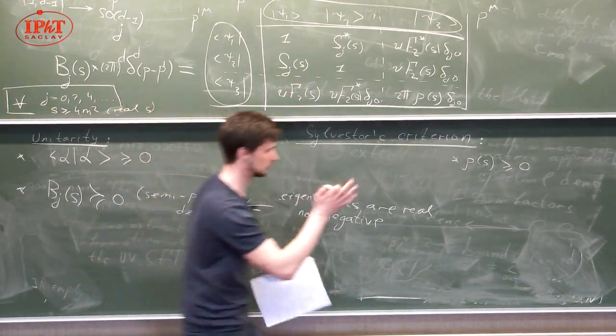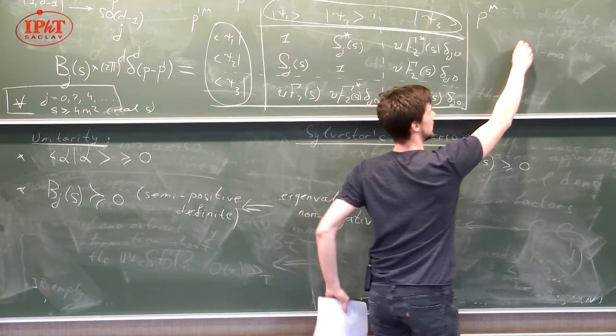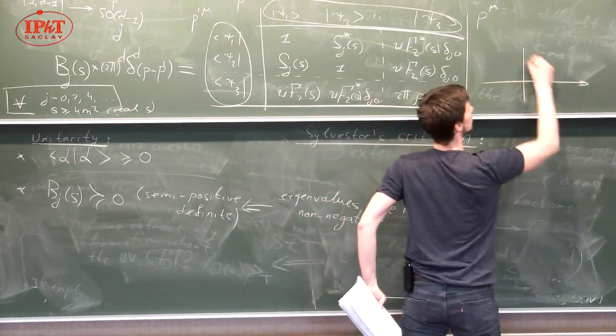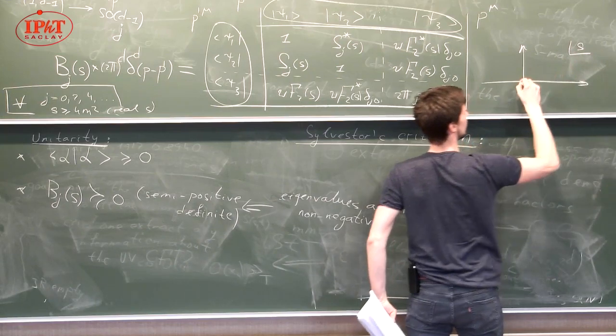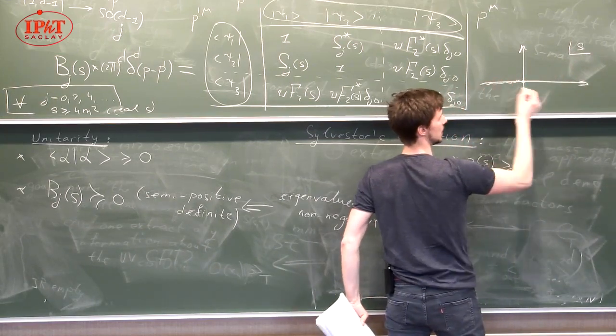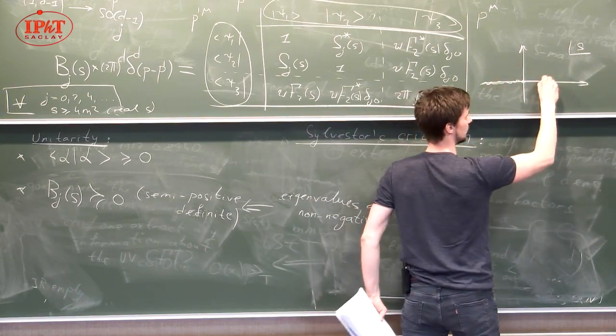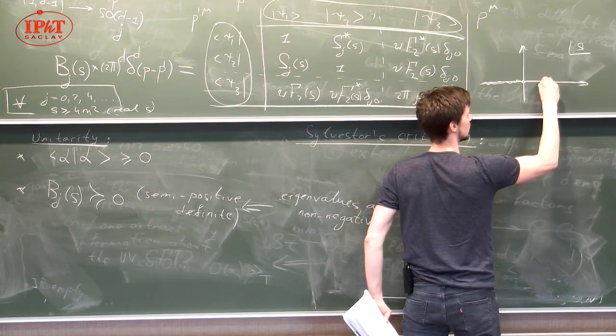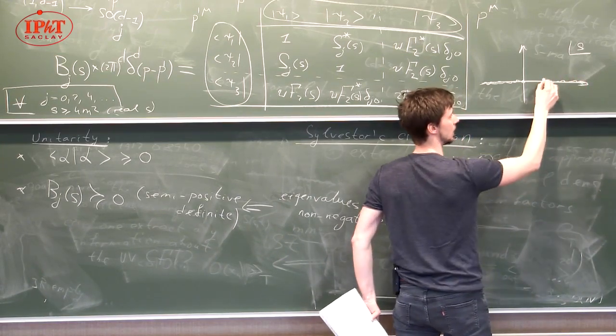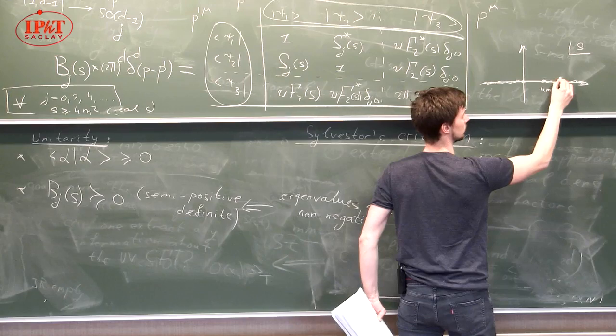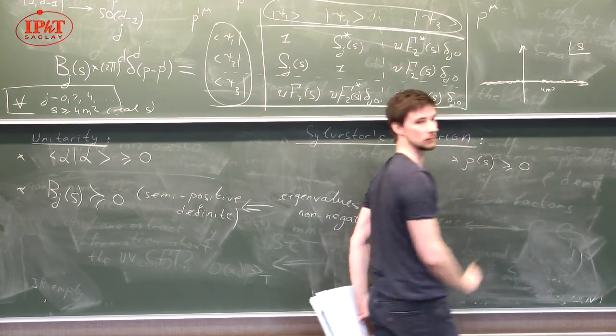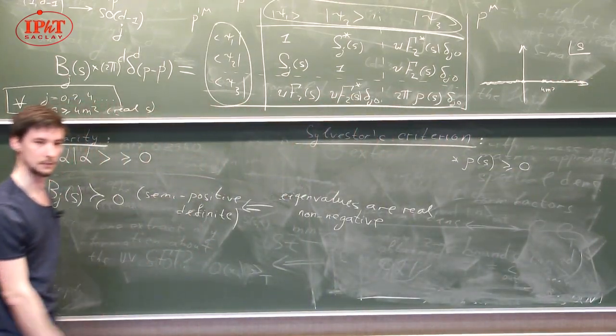So, okay, let me draw the picture. This is the complex plane. I can consider this S matrix in the whole complex plane. Here's the cut, at 4m squared. Where you impose unitarity is right above the cut, very, very close, on the real line.